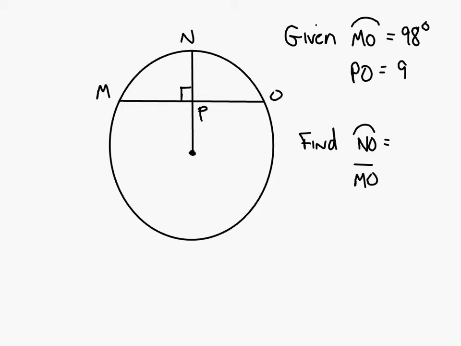All right, so you've got a radius that intersects a chord at 90 degrees. So if the segment from P to O is 9 units, then how far is it from P to M? It's 9 units because it bisects it, right? So how far is it from M to O? 18, good.